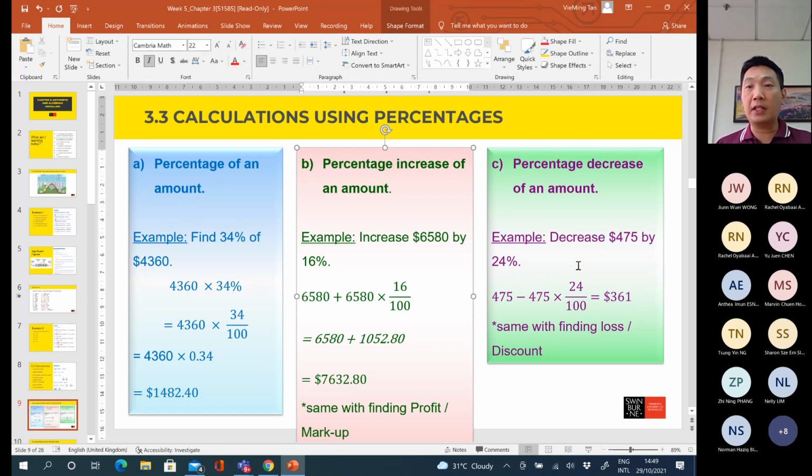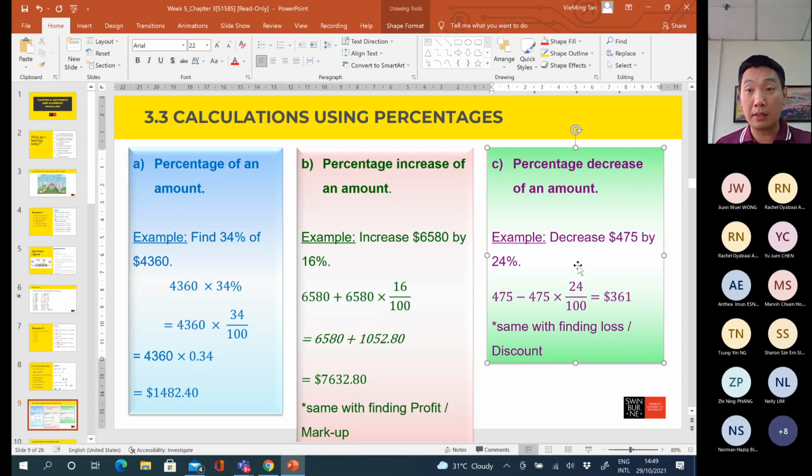Okay, how about the decrease case? Decrease means reduce, right? So let's say the original number is 475, now reduced by 24%. This original number is reduced by 24%, and then what is the amount left? If the question asks, what is the amount left after the decrease of 24%?